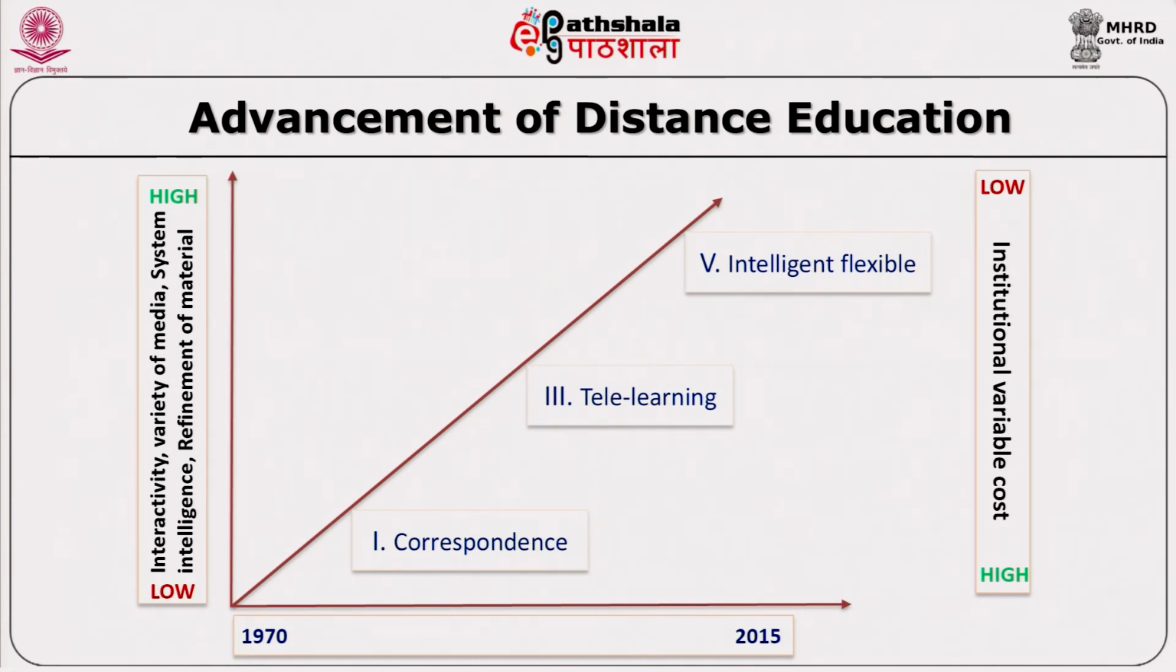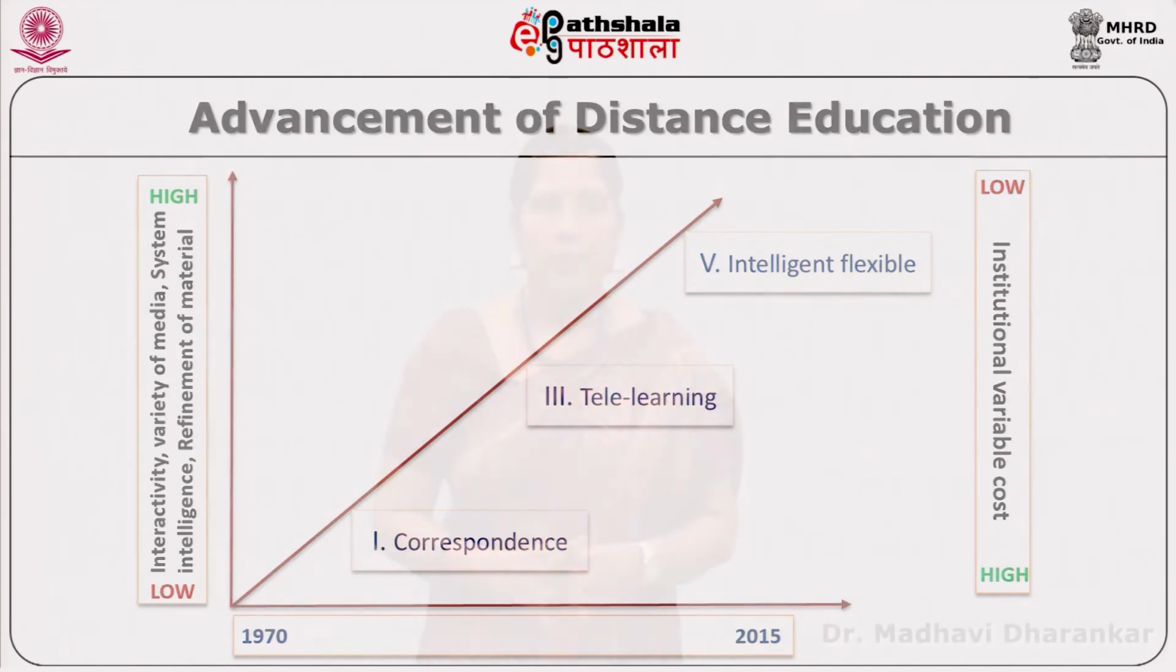On the other side of this graph, one can see that the cost cutting was there due to the institutional variable cost approaching zero as one moves from correspondence education, that is the first generation, to the 5th generation. There was the highest cost of correspondence education as compared to the lowest cost of the intelligent flexible system of today.